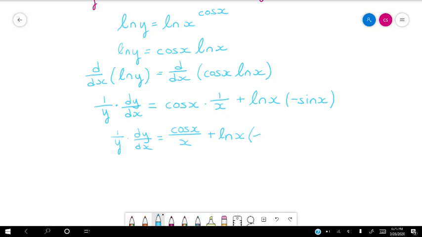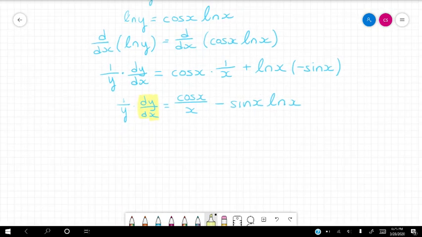You know what? Let me rewrite that. I'm going to put that negative sine of x in front of the natural logarithm. I think that just looks better, right? It looks a little cleaner. Okay, good. So now with implicit differentiation, we're going to solve for dy/dx.